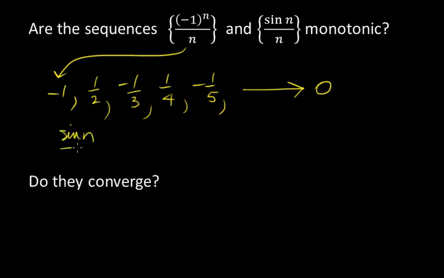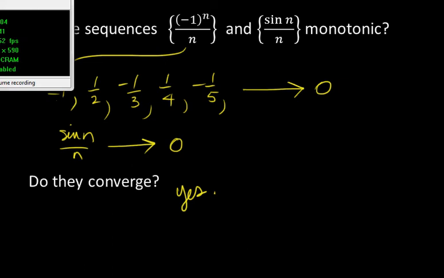Same thing, of course, with sine n over n. We have proved using the squeeze theorem that this converges to 0. But sine n is negative sometimes, positive sometimes, and so this is not a monotonic sequence ever. But they do converge. So the answer is yes. A sequence does not have to be monotonic to converge.